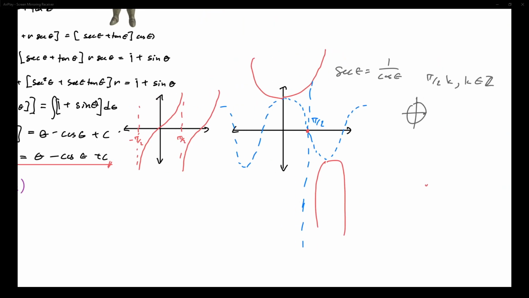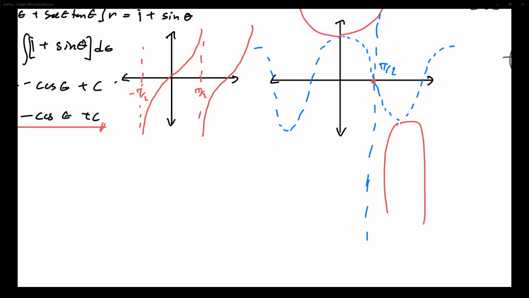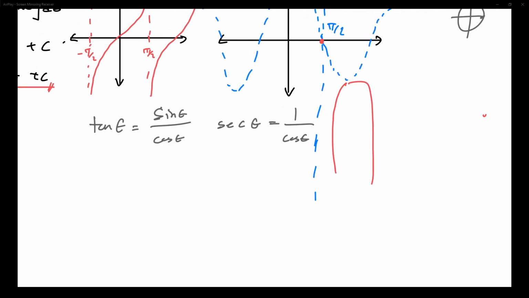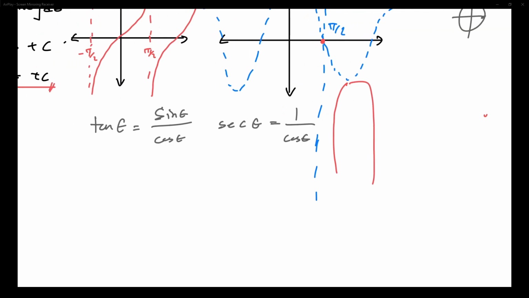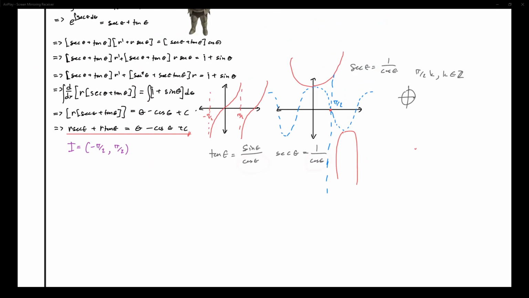Another way you could think about it is that tangent theta and secant theta are kind of similar in that they are both over cosine. Tangent is sine over cosine, while secant is 1 over cosine. So we're inheriting the domain restriction from having cosines in the denominator. So yeah, that's it.